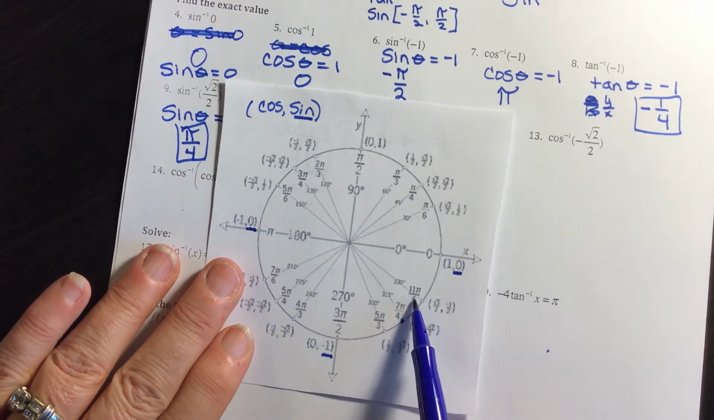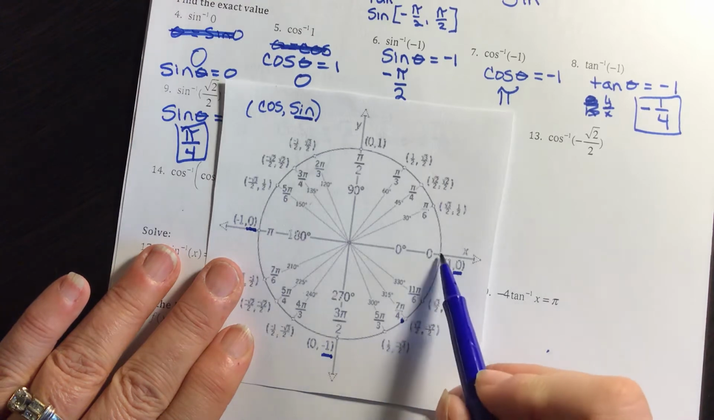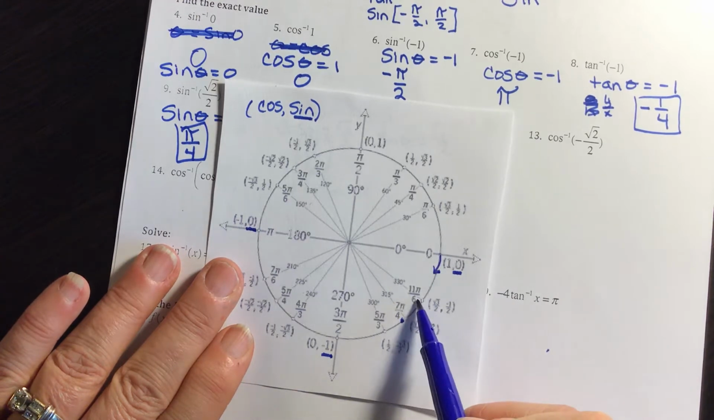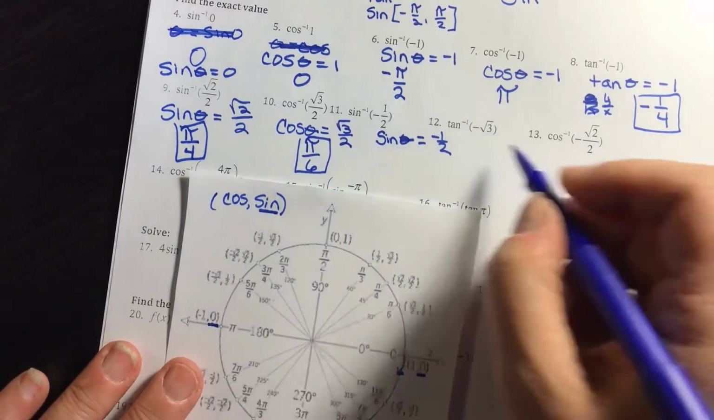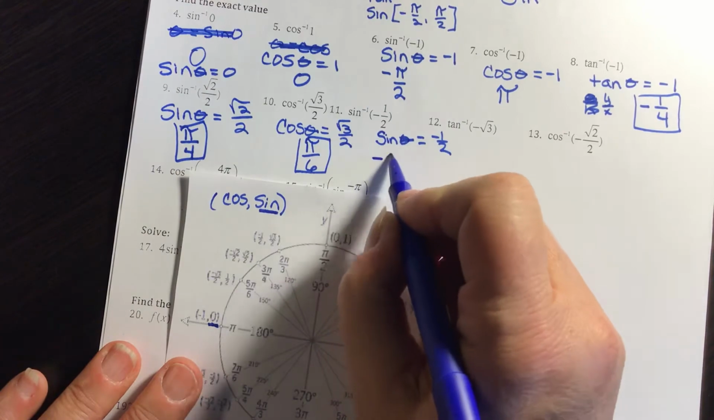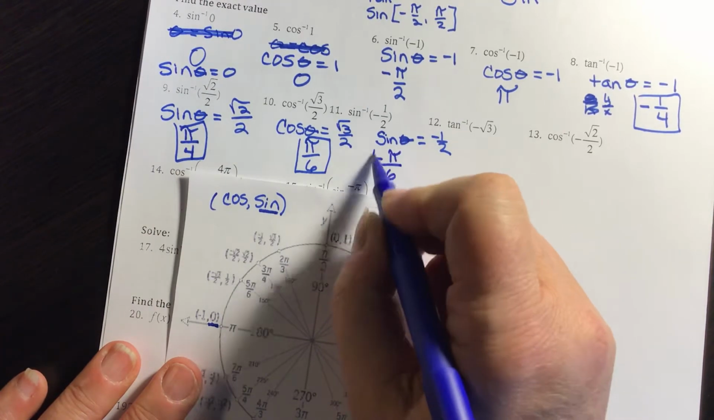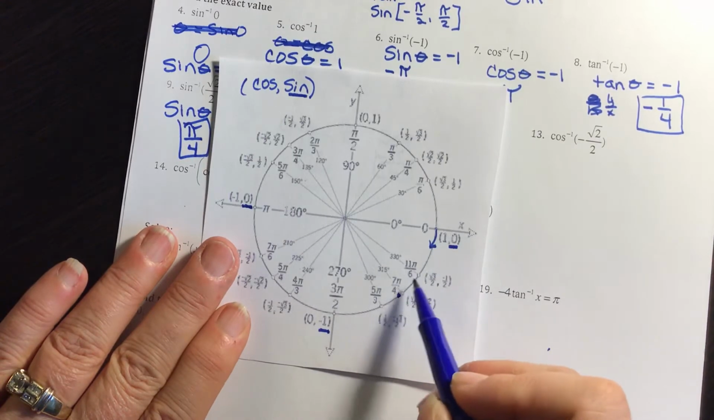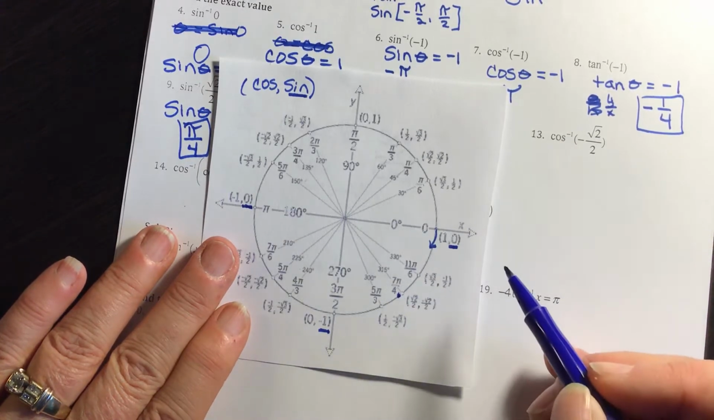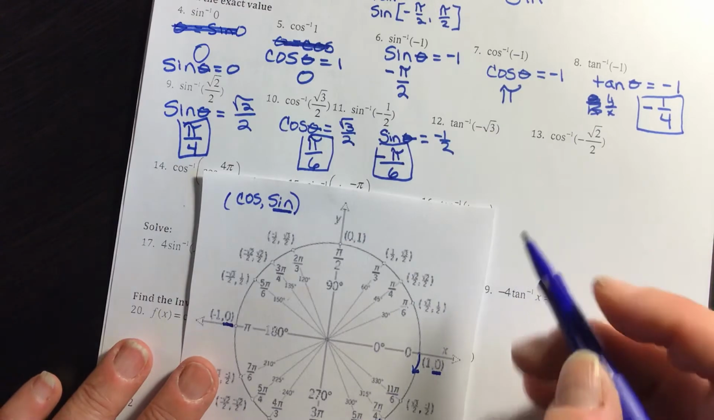11 pi over 6 is my angle, but it's not in my domain of negative pi over 2 to pi over 2. So I can count this as a negative angle, and this would be negative 1 pi over 6. So I have to write it as negative pi over 6. That's the same value as 11 pi over 6, but it needs to be in that domain.